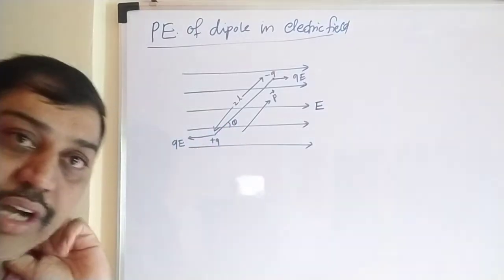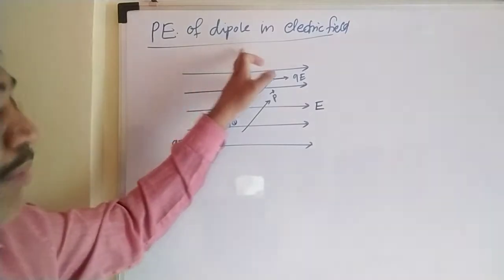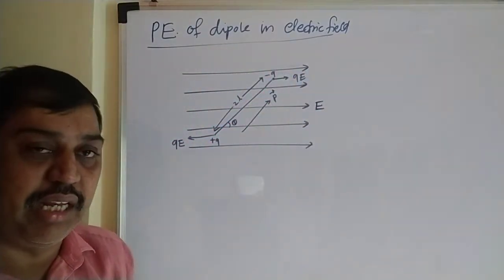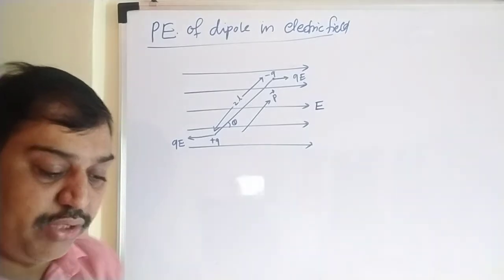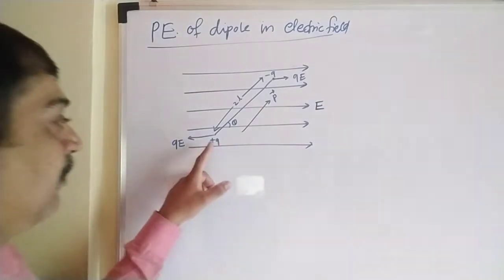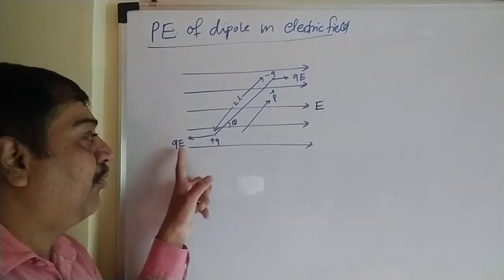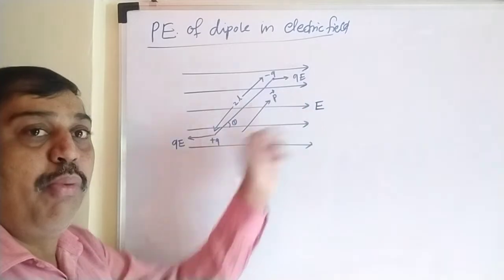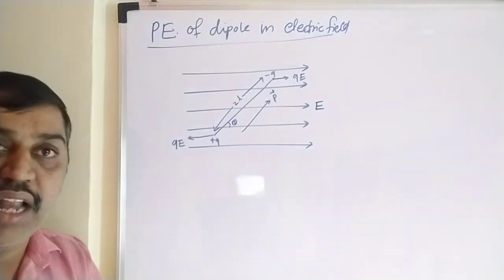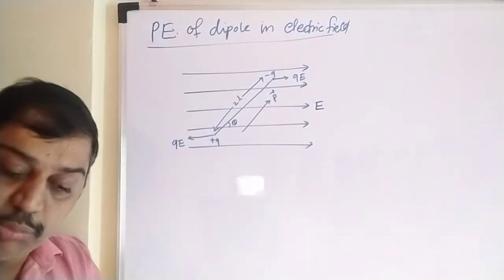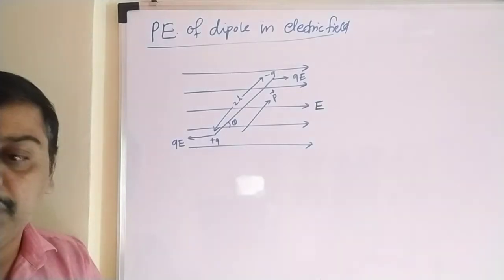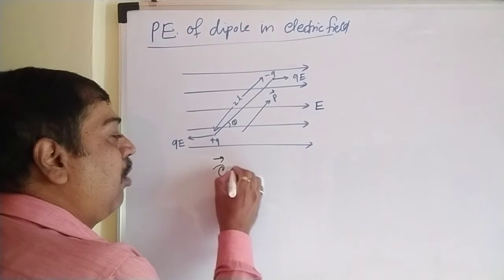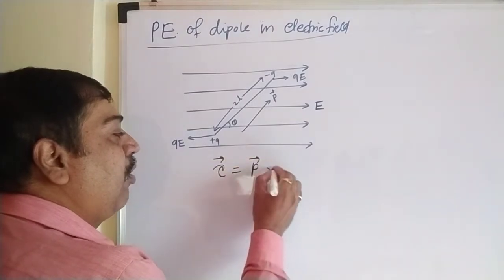Now we want to determine the potential energy of the dipole in an electric field. Let's start with this. Due to the electric field E, the force acting on the plus charge q is qE, and on the minus charge it is again qE. Both are the same in magnitude and opposite in direction, so there must be rotational motion. And we know that whenever there is rotational motion, there must be torque. That torque can be represented as tau equal to P cross E.